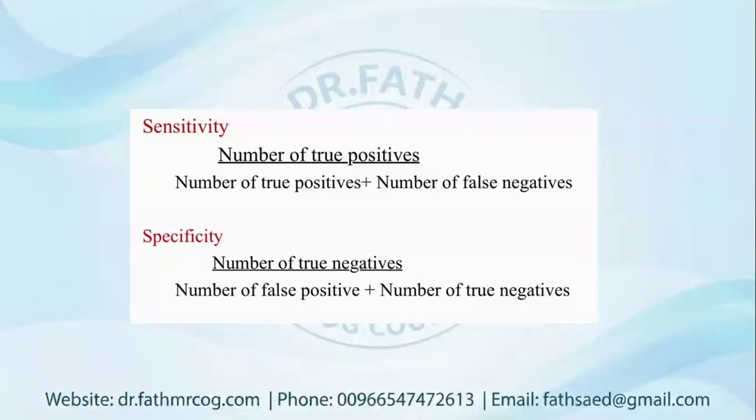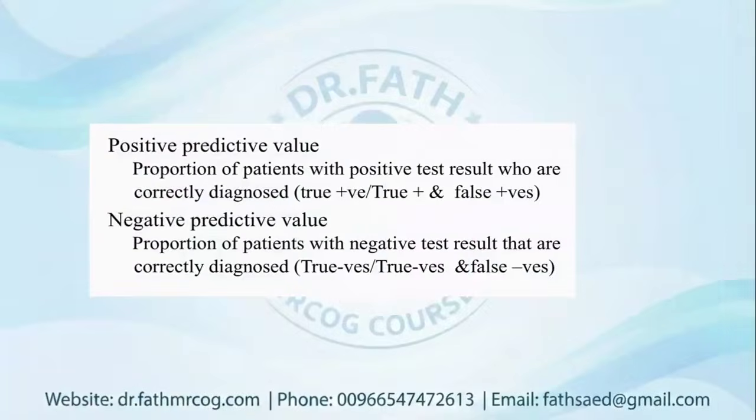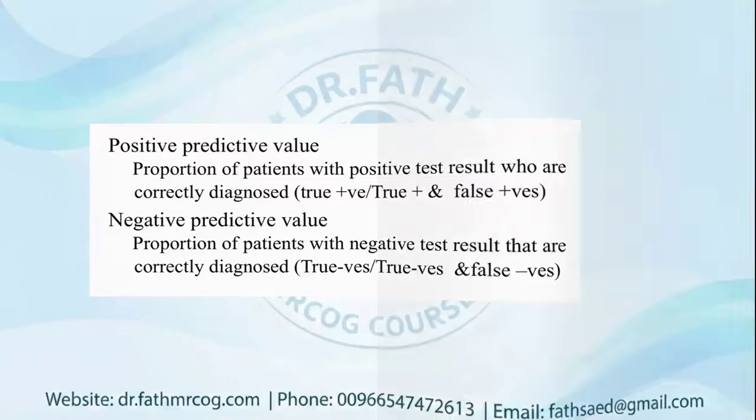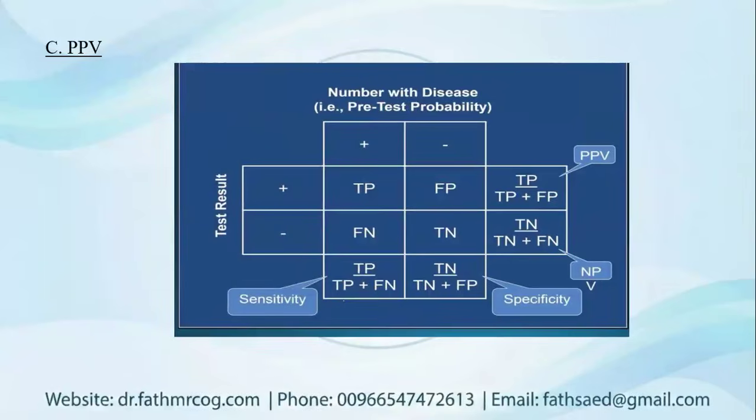And this is specificity: the number of true negatives divided by the number of false positives plus the number of true negatives. And here, positive predictive value: the proportion of patients with a positive test result who are correctly diagnosed. So it is true positive divided by true positive plus false positive. Negative predictive value: the proportion of patients with a negative test result who are correctly diagnosed, which is true negative divided by true negative plus false negative. Please keep this in the group, it will help you. I tell you, no need to memorize this table.